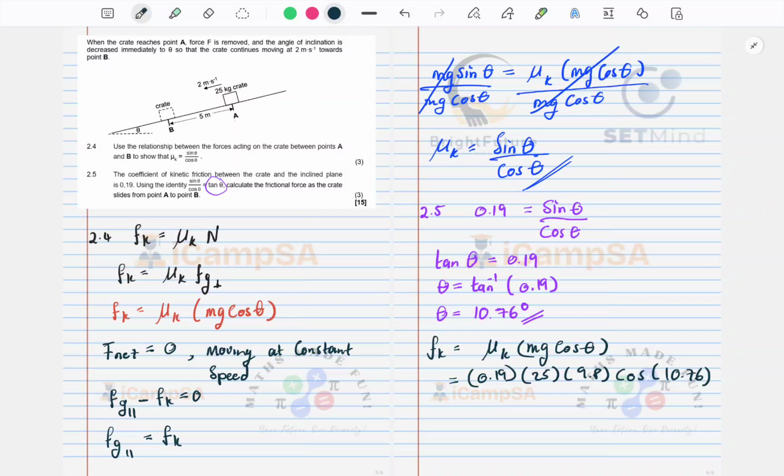So let's punch it into our calculator and see what we get, right? So we then end up with 45.73 newtons. This is our final answer.